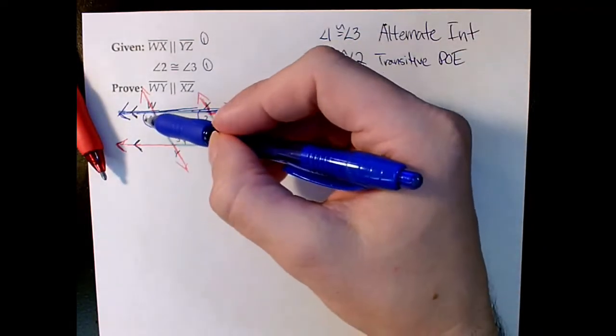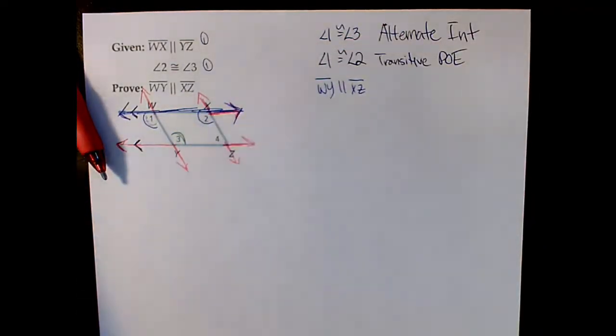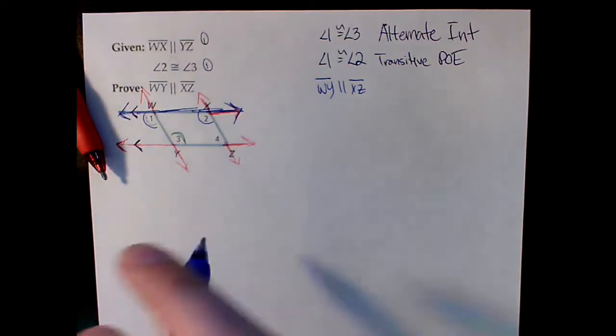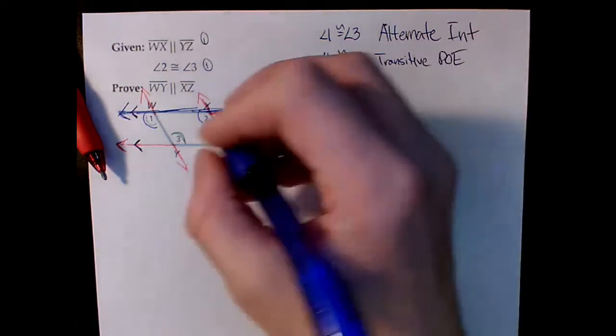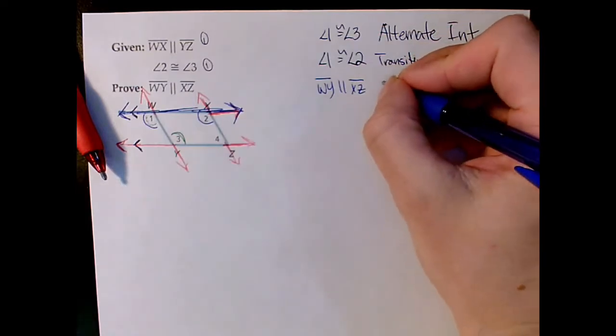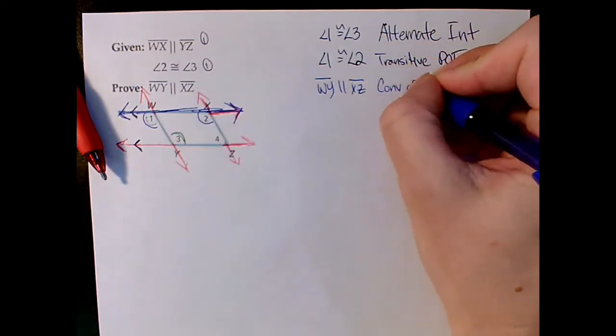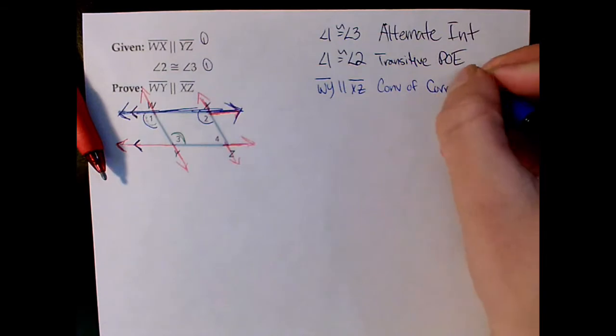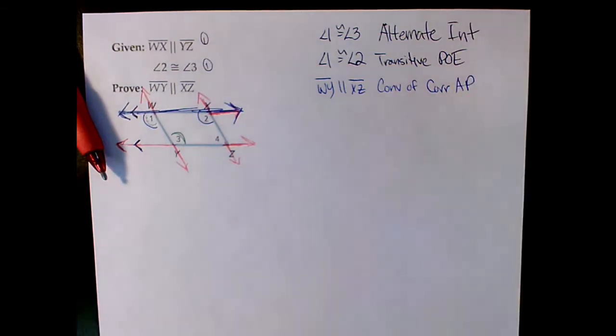And the reason why is these guys are corresponding angles to each other, and since their corresponding angles are congruent, I can say that these two are parallel by the converse of corresponding angles postulate. I know, that's super sloppy. So let's put it all together.